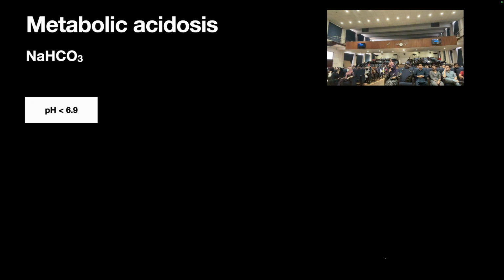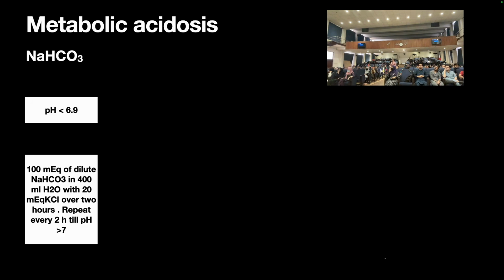Now what to do with metabolic acidosis? In hyperosmolar state, we do not have a problem with metabolic acidosis. In DKA, it may be a big problem. So if the pH is less than 6.9, we have to give bicarbonate. What we do is give 100 milliequivalents of dilute bicarbonate in 400 ml of distilled water with potassium over 2 hours. Repeat it 2 hourly until pH is stabilized at more than 7.